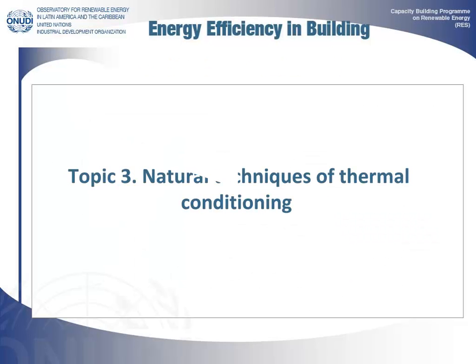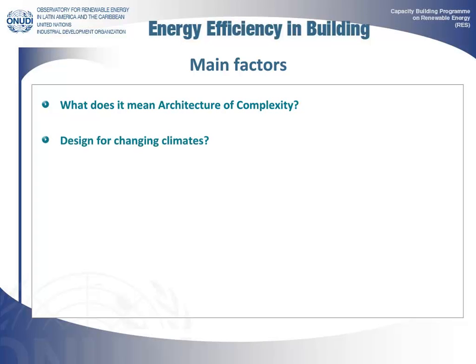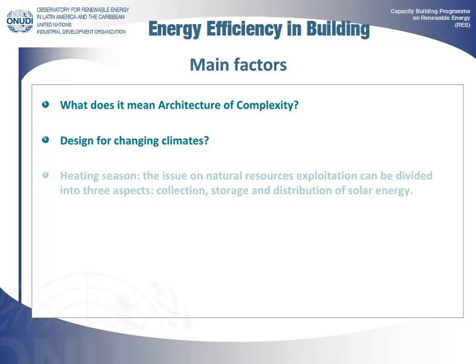Section 3, following on with the basics of thermal conditioning, summarizes the main natural techniques for thermal conditioning in buildings. When first trying to maximize the natural techniques of thermal conditioning, one may wonder, how should we design a building for sharp changes in climate? To answer this question, the architecture of complexity is introduced.